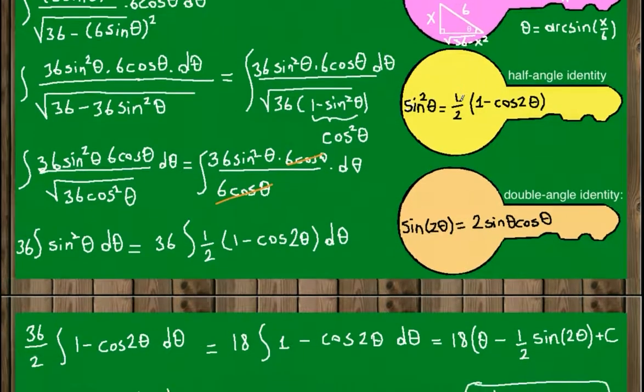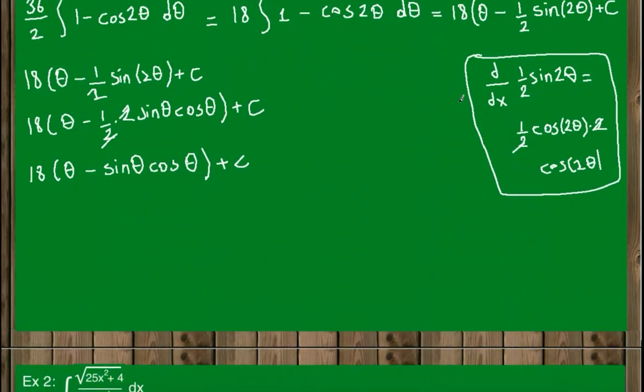So let's go back and write cosine as well. So 18 times, instead of theta, we're going to write arcsine of x over 6, minus sine theta, which is opposite over hypotenuse, which is x over 6, times cosine theta, which was adjacent over hypotenuse, which is radical 36 minus x squared over hypotenuse, plus c.